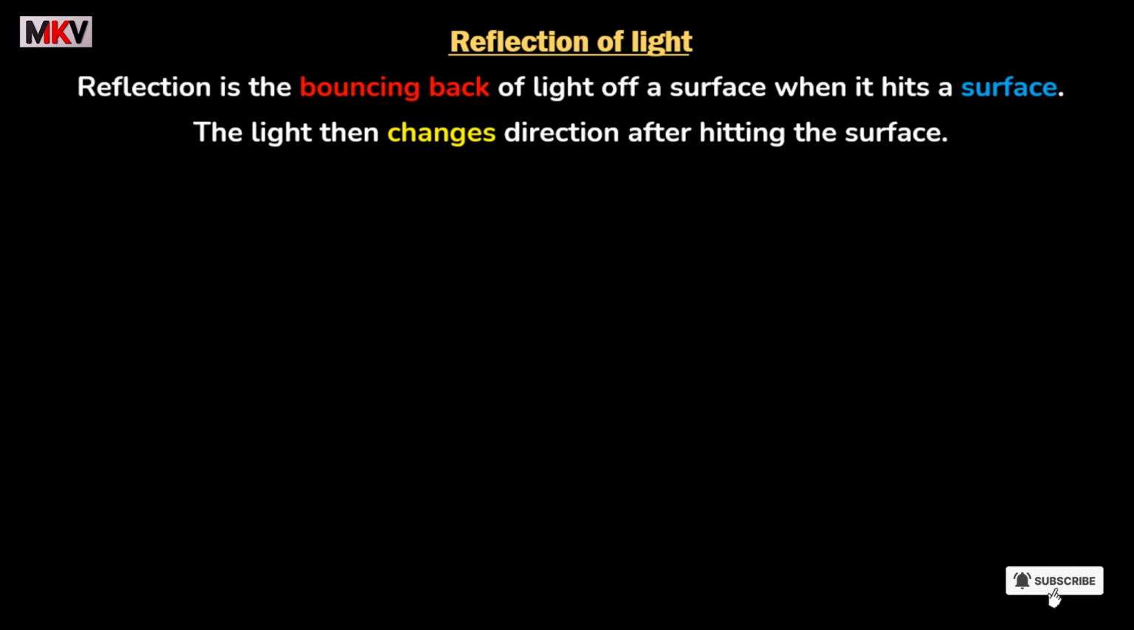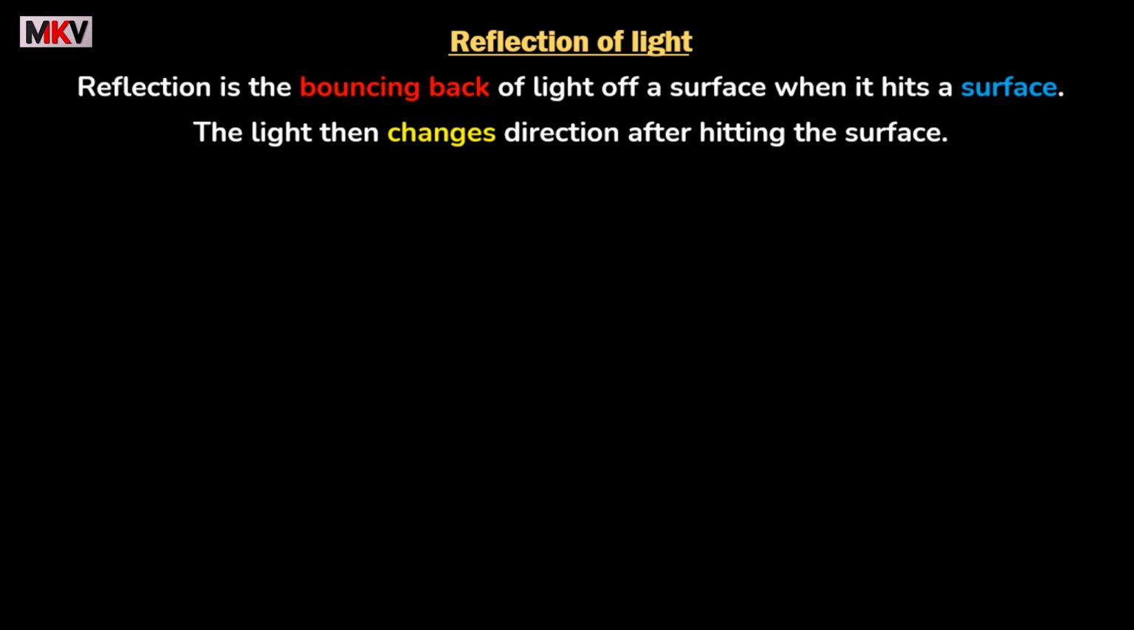So, reflection of light. Reflection is the bouncing back of light off a surface when it hits the surface. So when light hits a surface and bounces back, that is termed as reflection. The light then changes direction after hitting the surface. When the light hits the surface and bounces back, the direction at which the light moved towards the surface changes. So the bouncing back of light is termed as reflection.